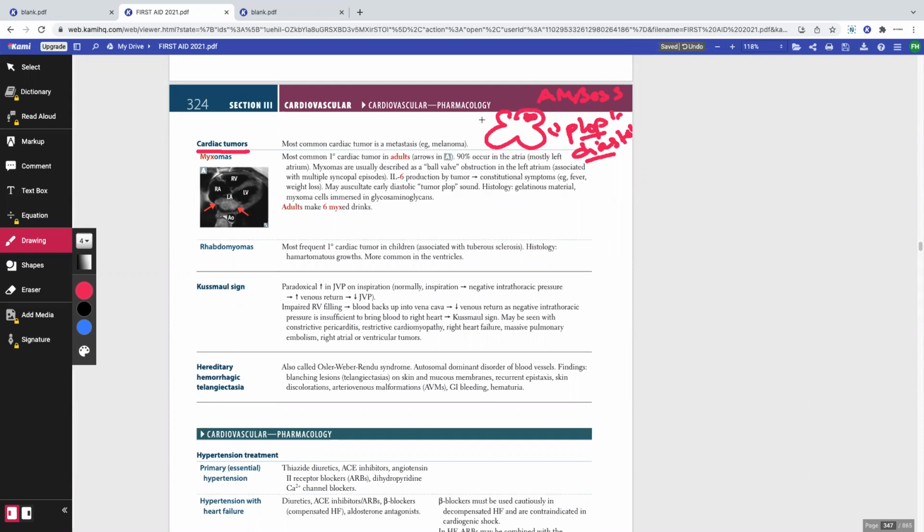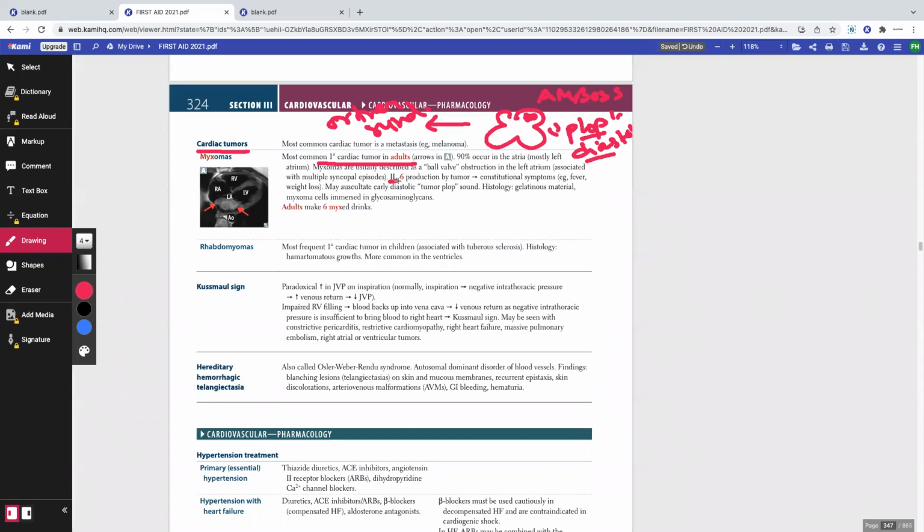In a patient of cardiac myxoma, can we also see Ortner syndrome? Yes or no? Dysphagia, hoarseness? Yes, the answer is yes. Why? Because the esophagus is behind the left atrium. Okay, so that's why. Myxomas are the most common primary tumors in adults. They can have a ball valve obstruction of the left atrium with multiple syncopal episodes because blood cannot go properly.